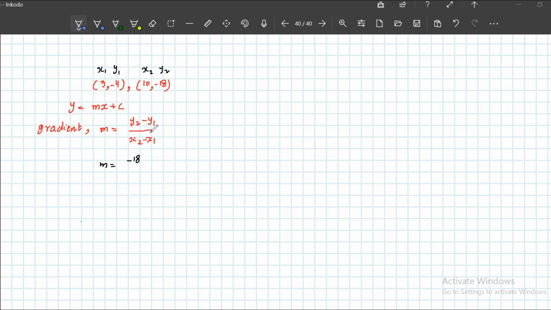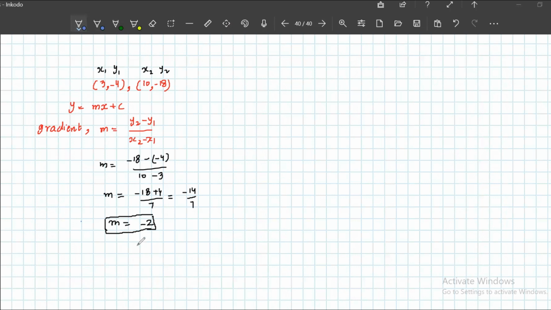The difference of y coordinates divided by the difference of x coordinates, that is your gradient, okay? Minus 18 minus minus 4, which is plus 4, but okay, you can write one more step, no problem. So over x2 is 10 minus 3. Now our required gradient is minus 18 plus 4 over 10 minus 3 is 7. So minus 18 plus 4 gives us minus 14 over 7, and this would be equal to minus 2. It means our gradient is negative. That shows our line goes from left to right downward, but no need to draw the line here.